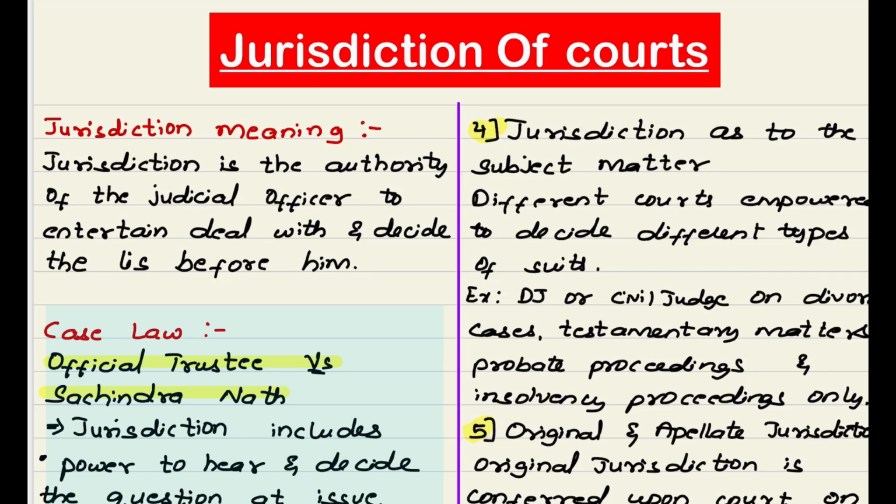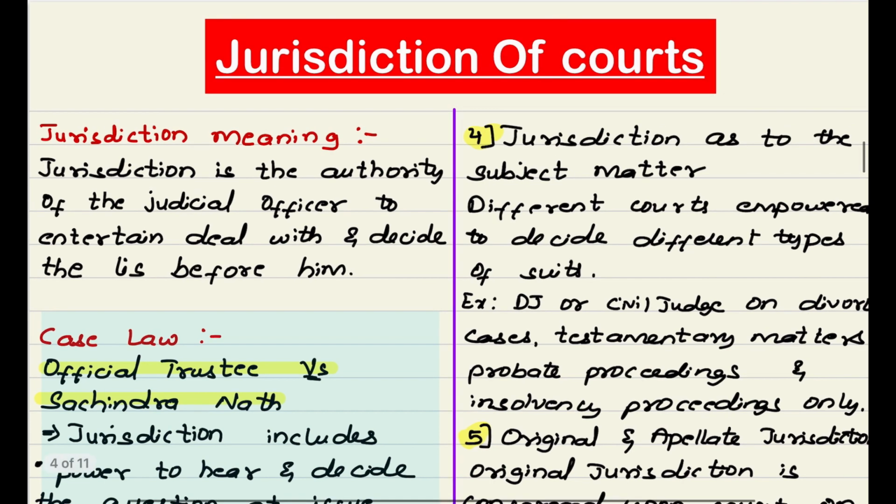Civil Procedure Code, Unit 1. So the first important concept in Unit 1 CPC is jurisdiction of civil courts. So what is the meaning of jurisdiction?